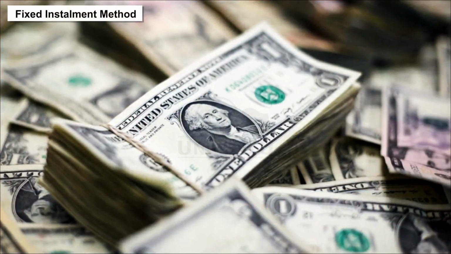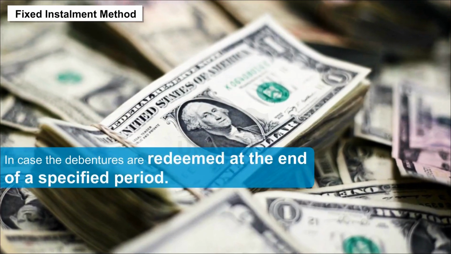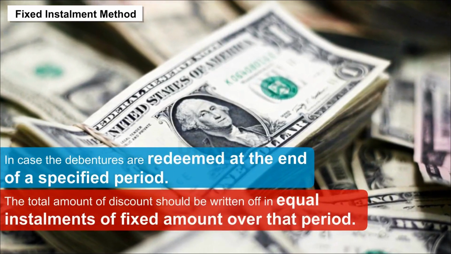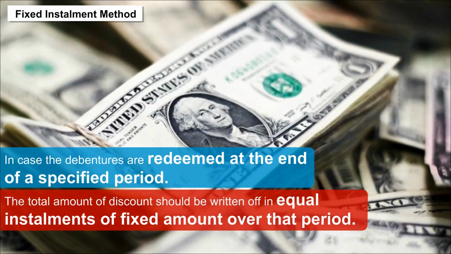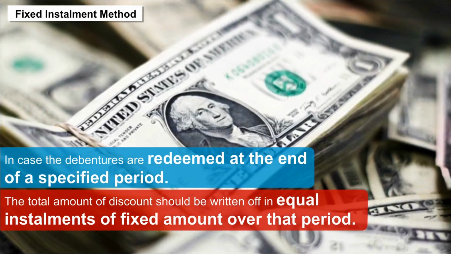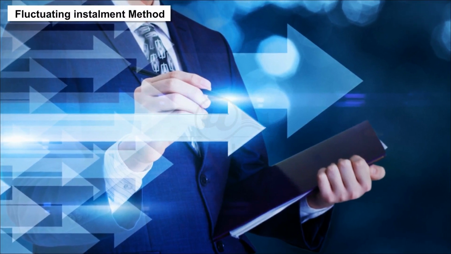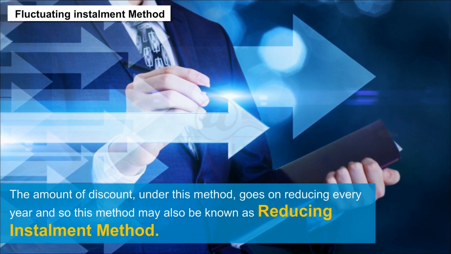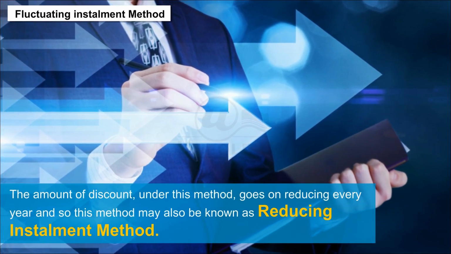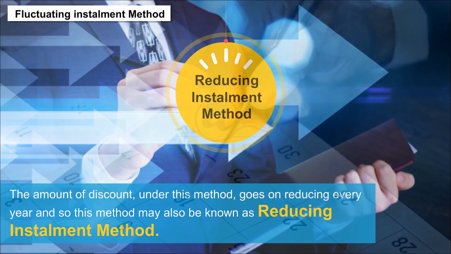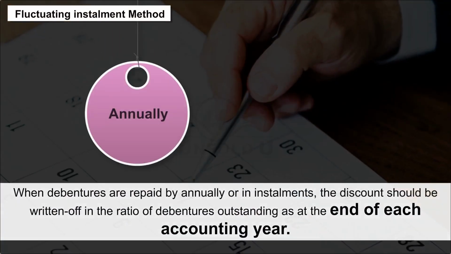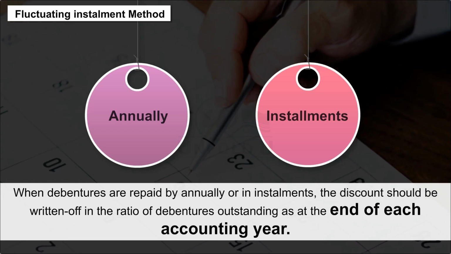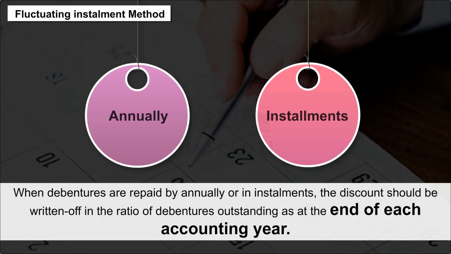A. Fixed installment method. In case the debentures are redeemed at the end of a specified period, the total amount of discount should be written off in equal installments of fixed amount over that period. B. Fluctuating installment method. The amount of discount under this method goes on reducing every year, so this method may also be known as reducing installment method. When debentures are repaid biannually or in installments, the discount should be written off in the ratio of debentures outstanding as at the end of each accounting year.